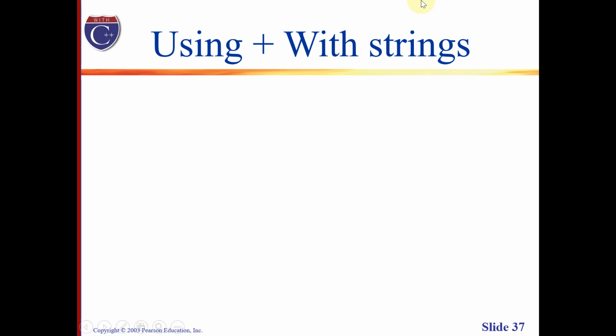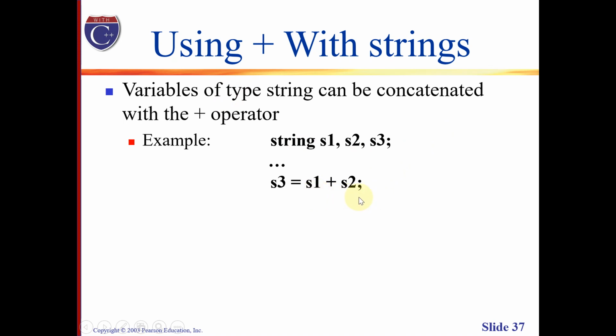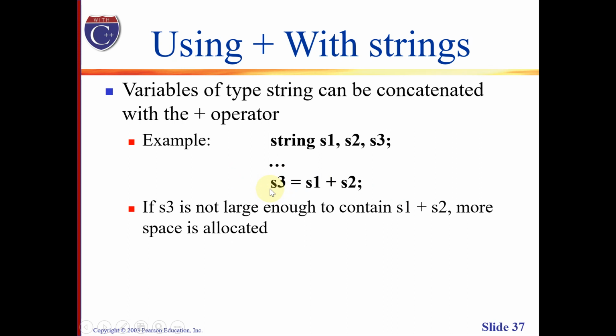Now, how do we use the plus operator with strings? With strings, we actually use the plus operator for concatenation. Here's an example. We declare 3 string variables, then we concatenate the first 2 and assign the resulting value to the third string variable. In this case, if S3 is not large enough to contain the concatenated value of S1 and S2, more space will be allocated, thus making the string type more versatile.